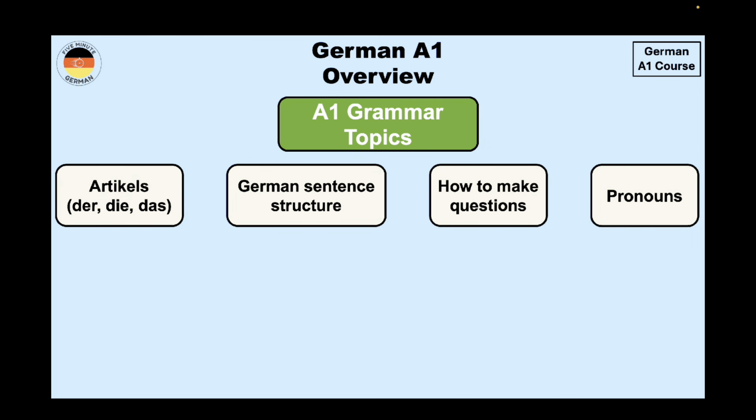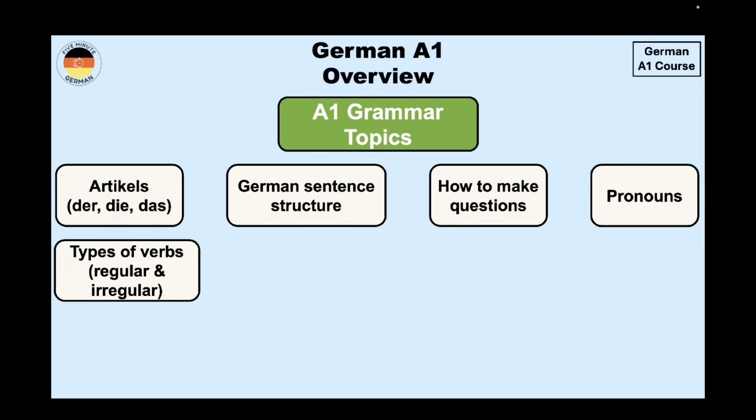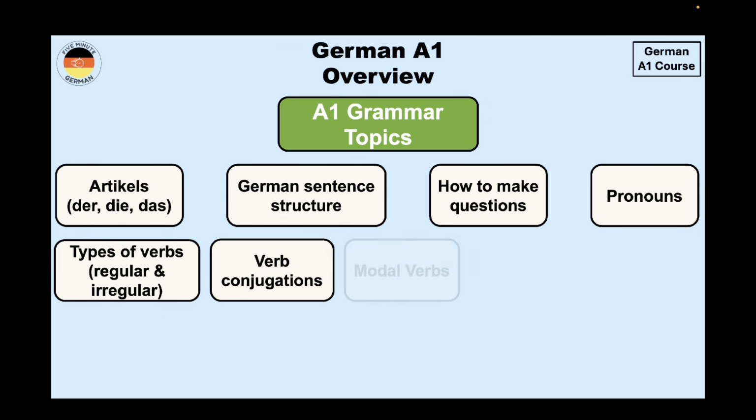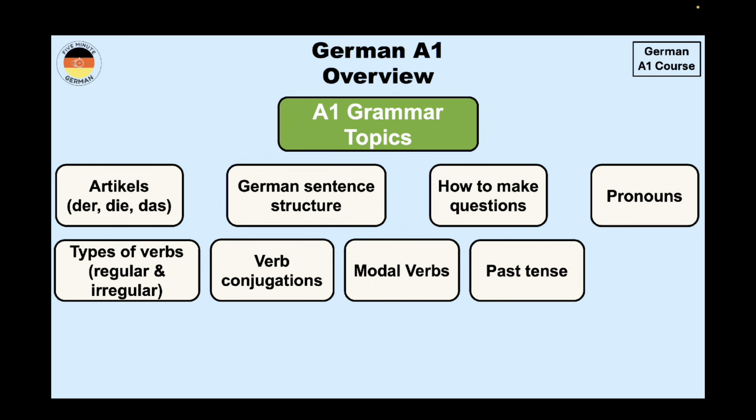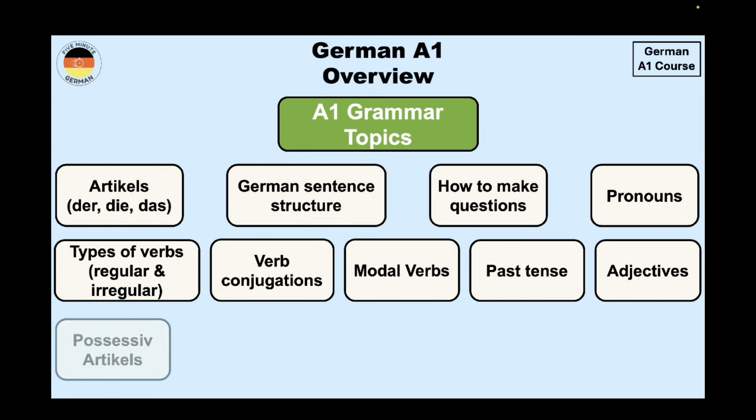You will learn the different pronouns which are there in German. You will learn the different type of verbs such as regular and irregular verbs. Verb conjugations, for example, which type of verb form comes with which type of pronoun. You will learn another type of verbs which are modal verbs. You will learn how to make sentences in the past tense. You will learn about adjectives, possessive articles, for example, mine, yours in English. You will learn these in German.